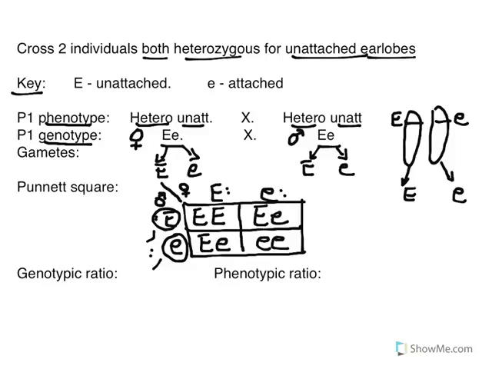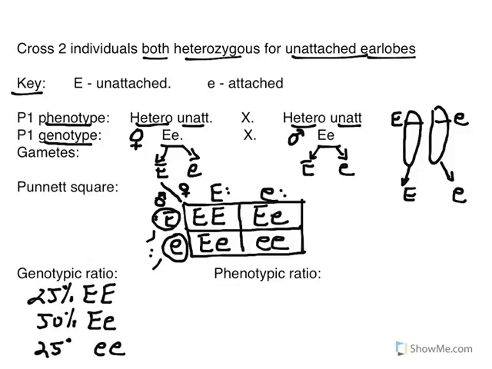Once you've completed your Punnett square, now you're going to look at the results and indicate how many different genotypes you see. Well, we have homozygous dominant. How many? 25%, or 1/4. Heterozygous, 50%, half. And homozygous recessive, again, 25%. This is the genotypic ratio of the cross that we just produced. Another way you can represent this is 1 to 2 to 1.